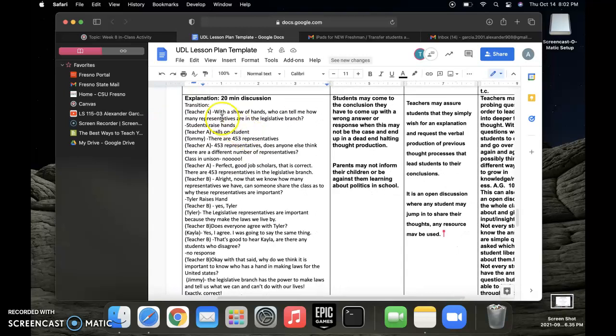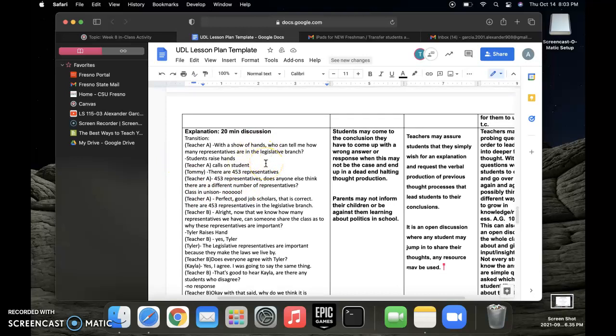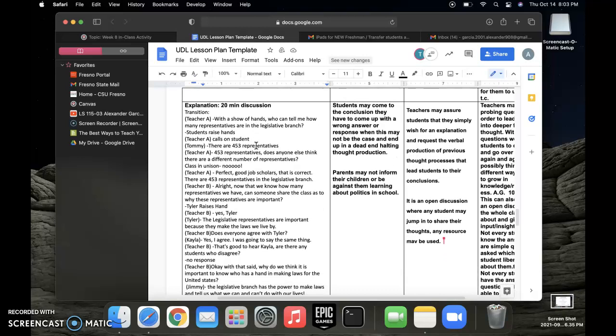reading through. This is kind of the layout of the class and how it's going to go. So for teacher A, they would start off with saying, with a show of hands, who can tell me how many representatives are in the legislative branch? And then students would raise their hands. This would typically only take a couple seconds. And then teacher A calls on a student.